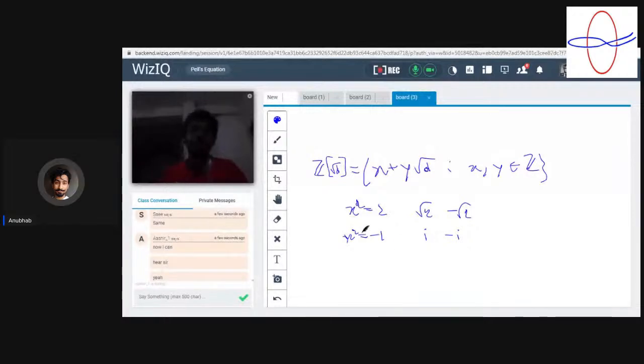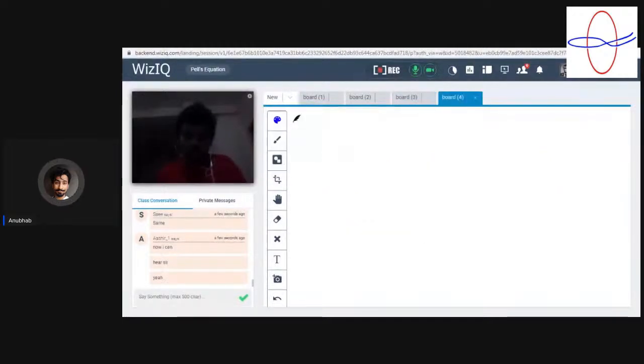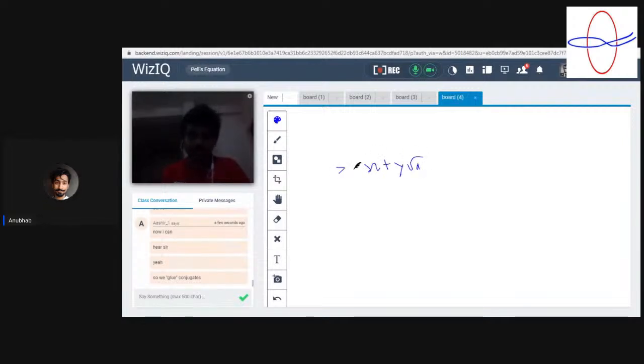Okay. So what we are going to do is define a conjugate. When we are studying numbers of the form x plus y root d, if this is z, then z bar, which is the conjugate of z, will be x minus y square root of d. So this is the definition of the conjugate of z.